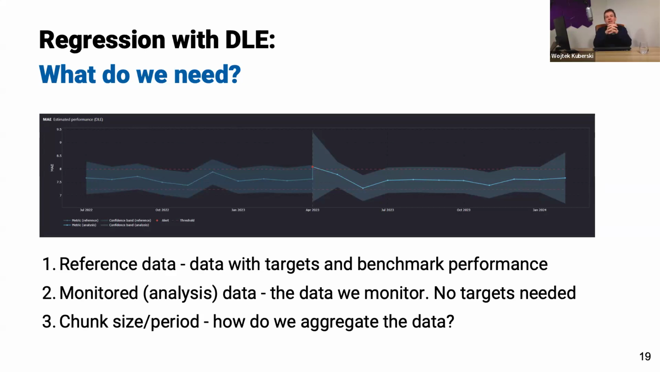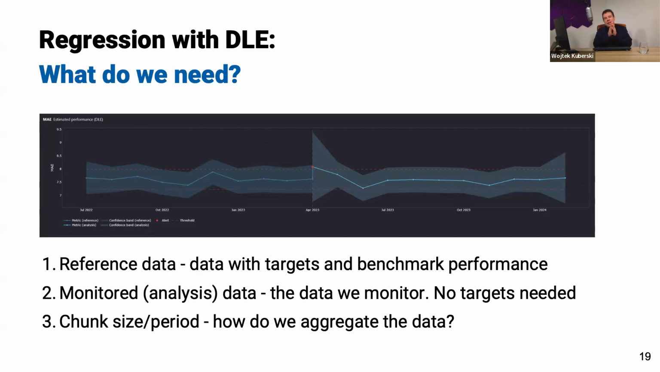Then the second thing we need is the actual data in question, for which we try to estimate our performance. So this is just the monitored data, the production data that just streams in as we make the predictions, either in batches or in streaming. It really doesn't matter. Here, importantly, we don't need the targets because we try to quantify the impact of covariate shift on performance before there is business impact, so before targets arrive as feedback from the real world.